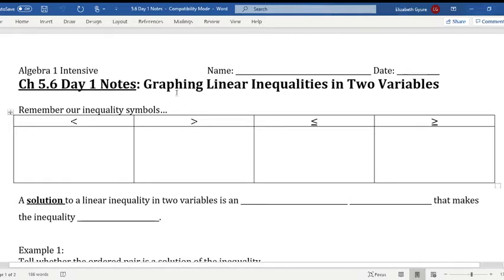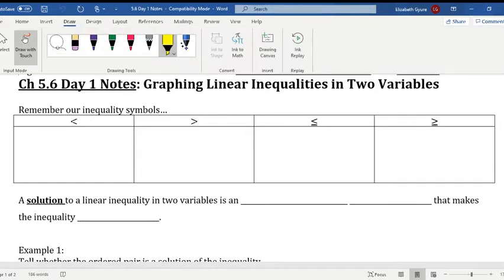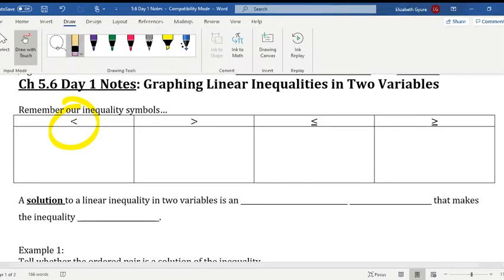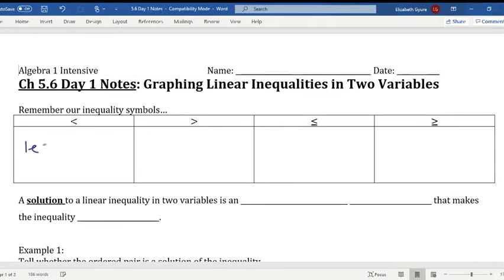All right, so who can refresh our memory? What does this symbol mean as an inequality? This first one here on the left, who remembers what that means? Yeah, good, that is less than. So this means less than. Good, somebody else, what does this symbol mean? Very good, that is greater than.